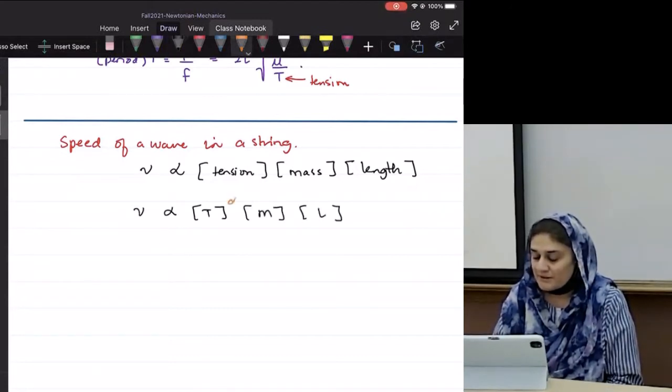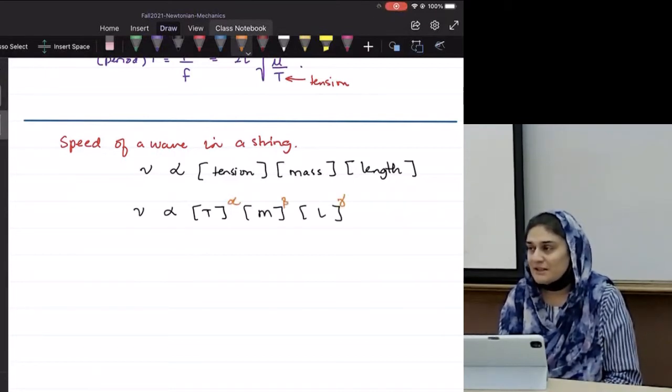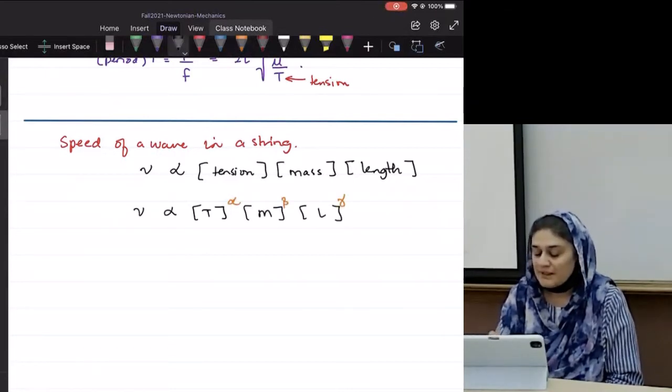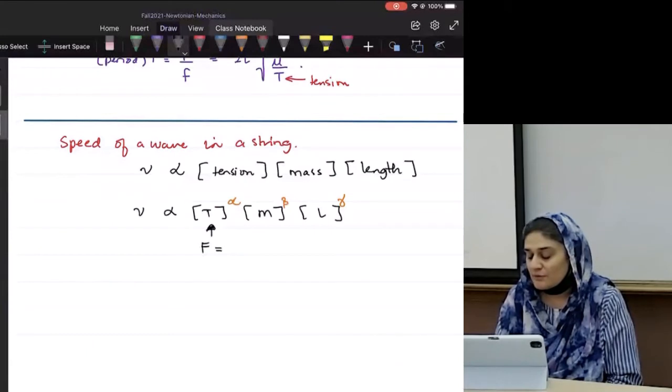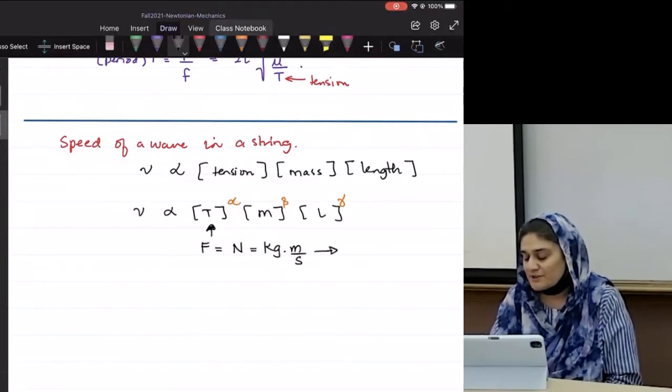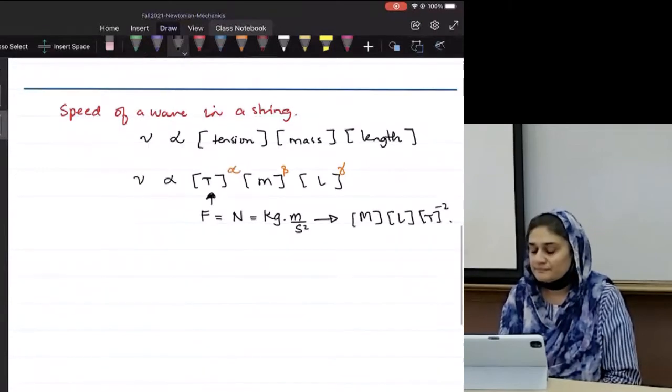And I put alpha, beta, gamma. But remember, T is not time, it's tension. So then I can rewrite tension as, what is tension? A force? Force is newtons, which means it's kilograms, meters per second squared. So for dimensional analysis, can I write it as M, L, T to the minus 2? Now it is time.